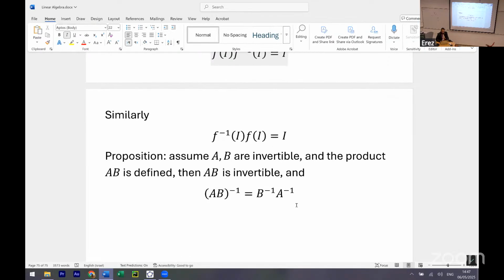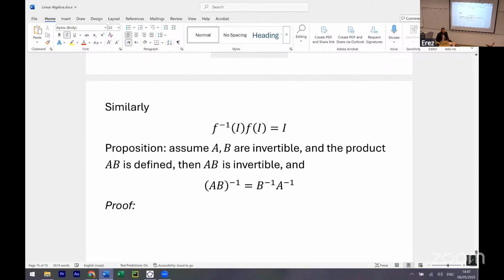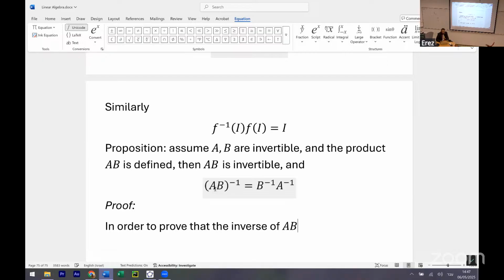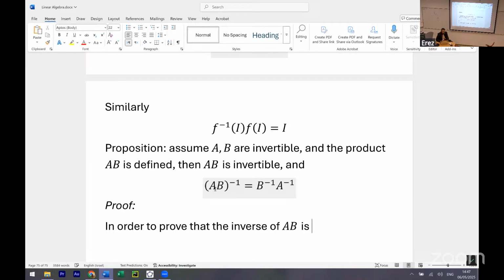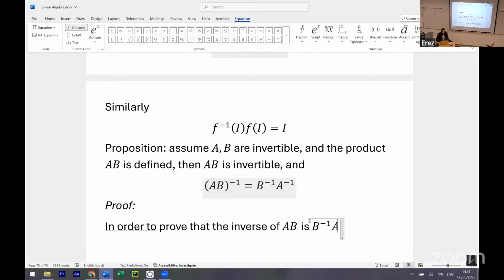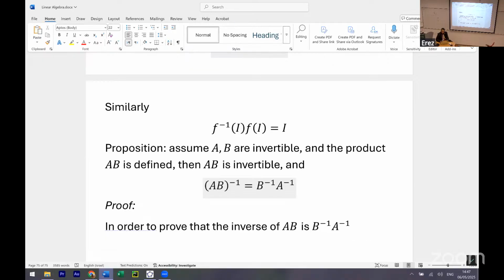And proof. That's a rather easy proof. Why? Because in order to prove that the inverse of AB is B inverse A inverse, what do we need to do? Multiply them together. To multiply them, exactly.